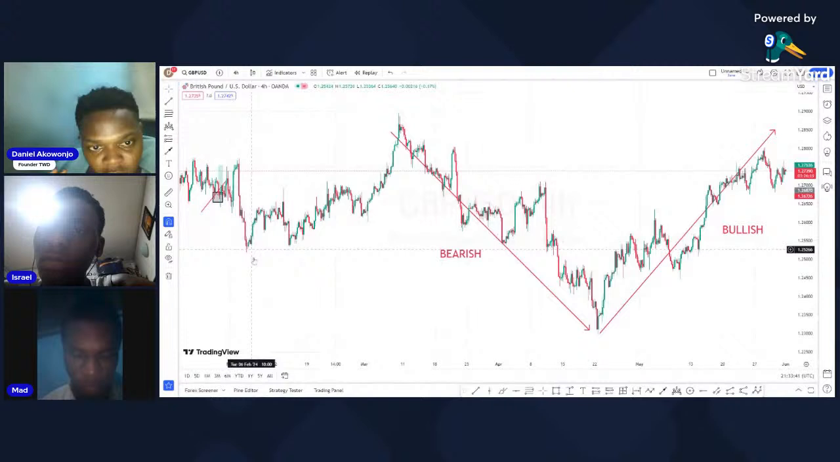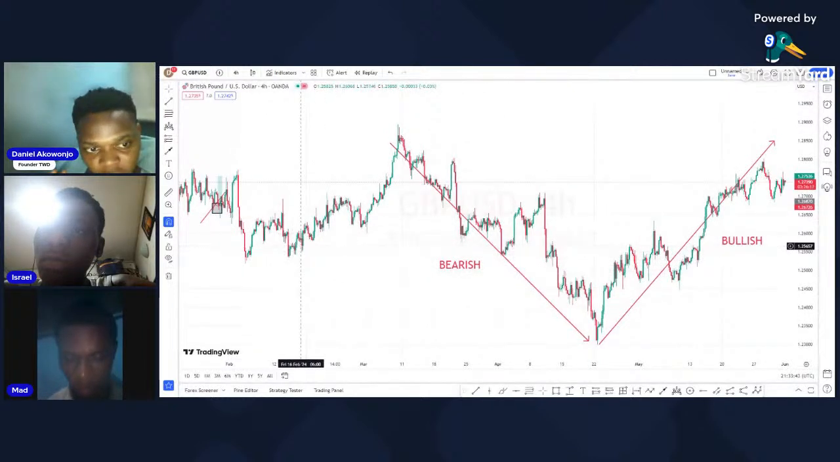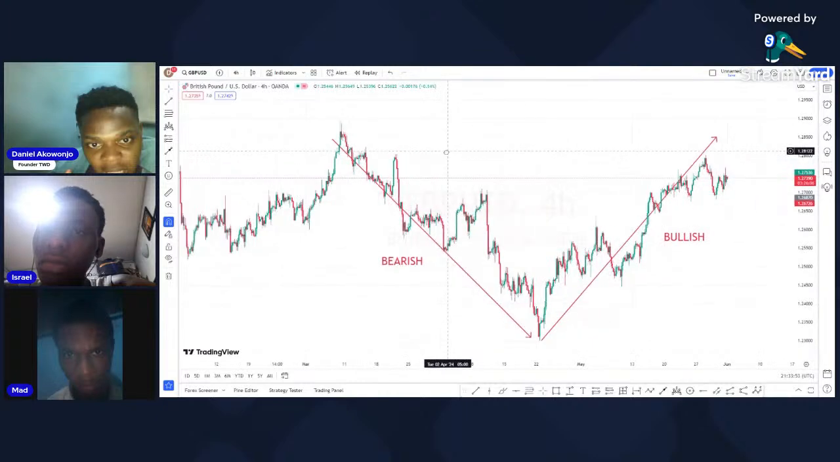Do you understand? How do you know that there's a change in structure? That's what it's called. How do you know that there's a change of structure? How do you know that price has pulled up, then price is now coming down? How do you know that? What tells you that?